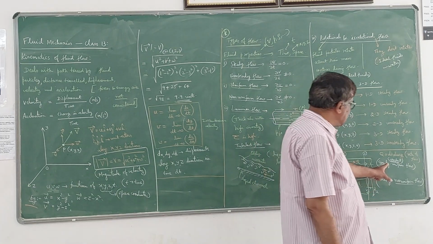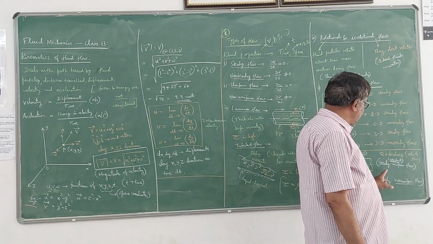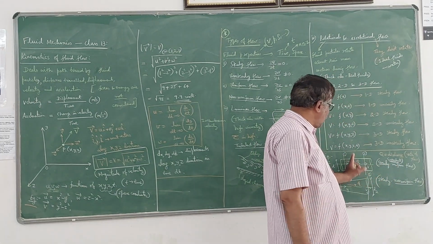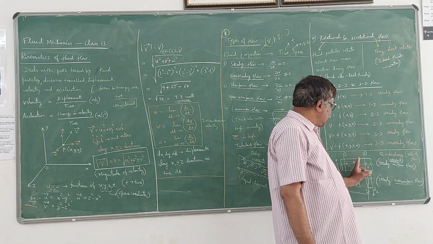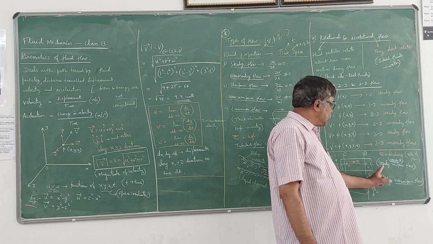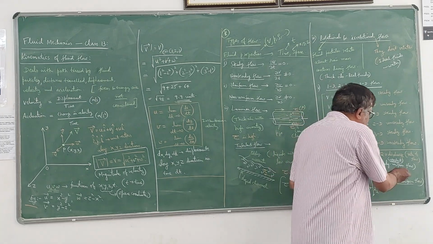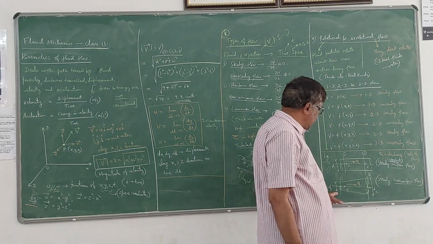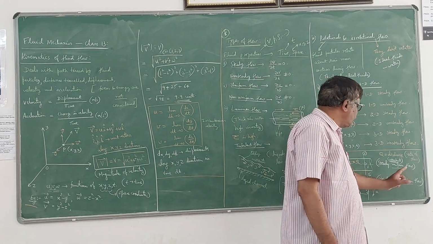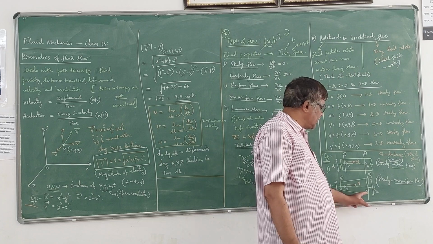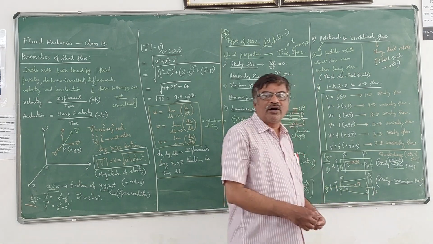Now here, since I have taken Q as constant, for a prismatic pipe having the same diameter throughout, it becomes a uniform flow. Whereas in the case of a tapering pipe, it becomes a non-uniform flow because the velocities at the two different sections are different.